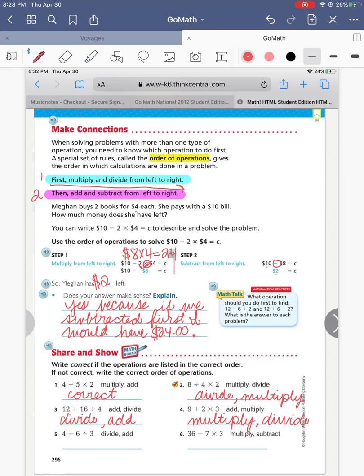Number 5, 4 plus 6 divided by 3. They said divide and then add. So first multiply and divide from left to right, then add and subtract. So this one's correct. They did it in the right order.